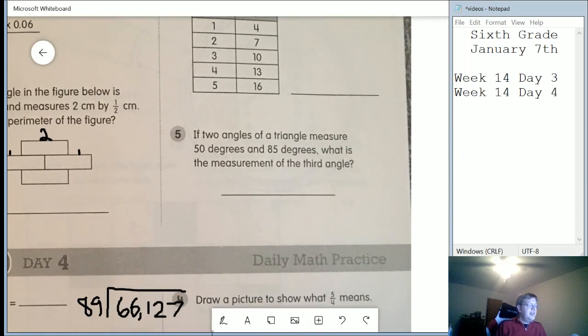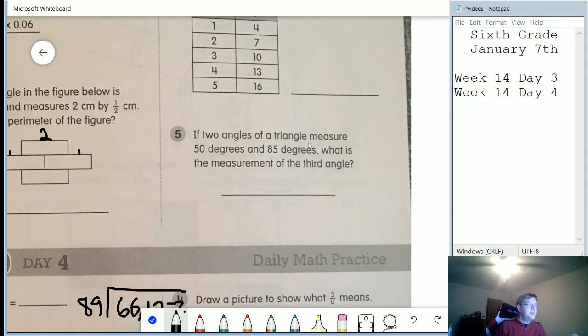Number 5, if you remember, there are 180 degrees inside a triangle, so that should give you a good hint on what to do for that one.